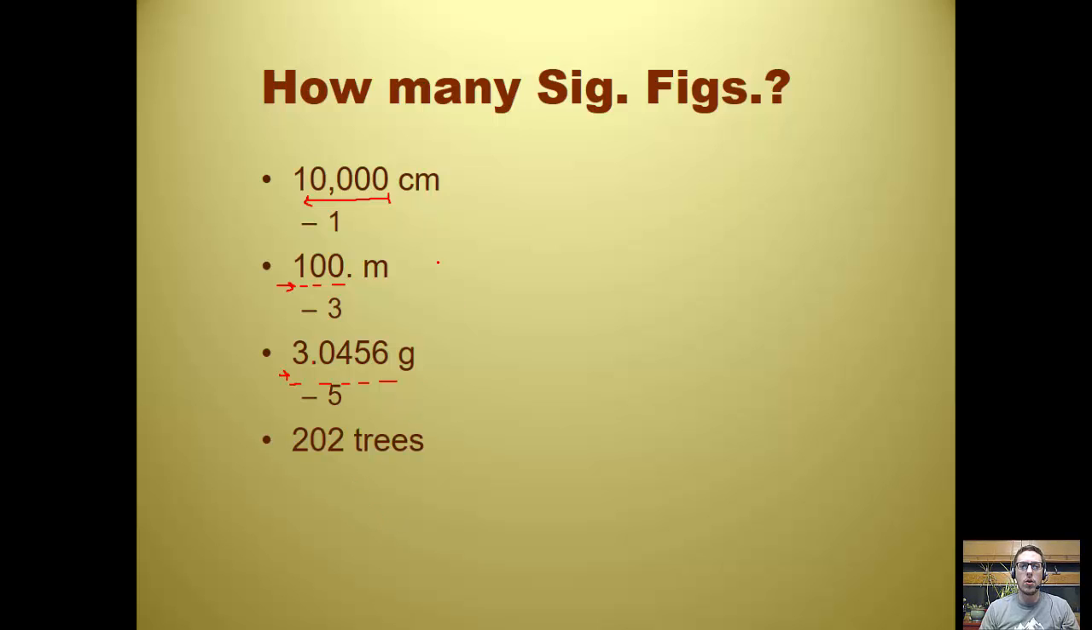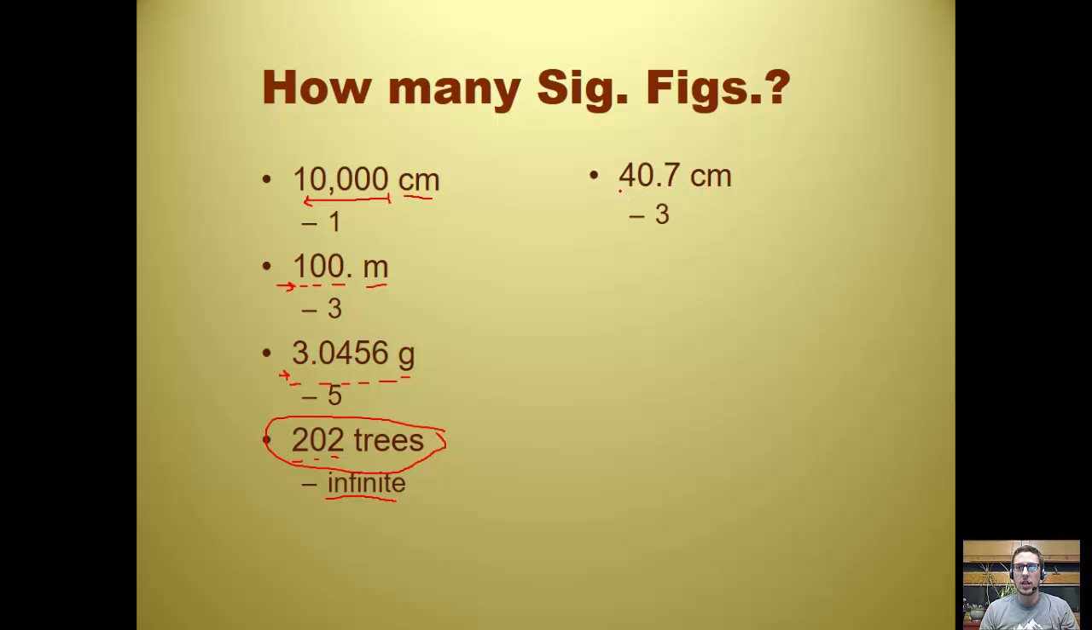202 trees. Oh, well, we saw 10,000 centimeters, 10,000 meters, 10,000 grams. So it's just probably 3, right? Wrong. It's infinite because this is a count value. This is like students in a class. These are SI units. We're going to use these in measurements. Trees is not an SI unit. There's not 202 trees in a field of trees. That's not an SI unit. It's infinite number because it's a count value.